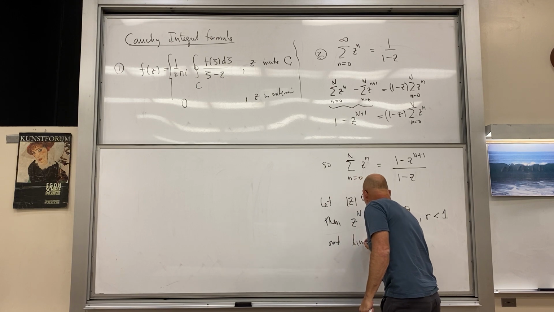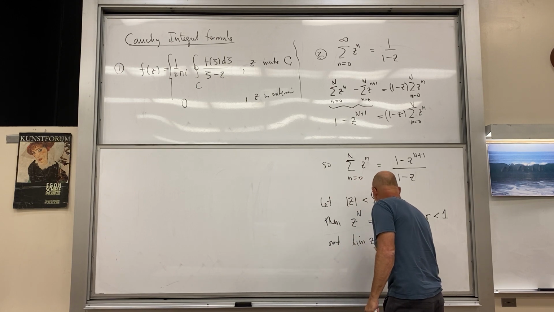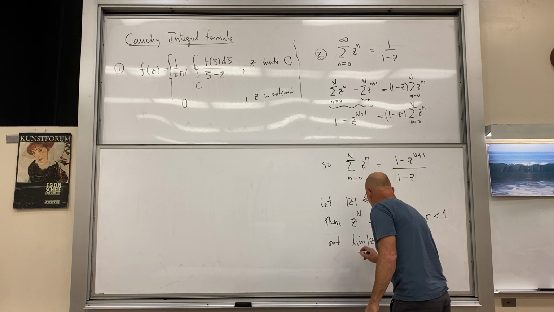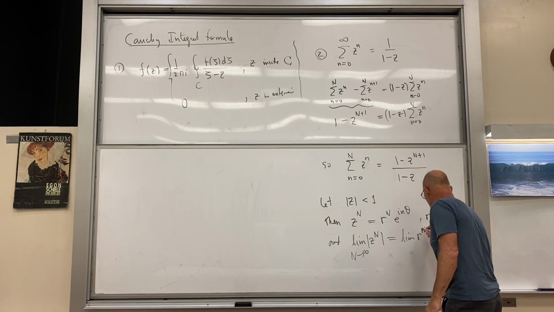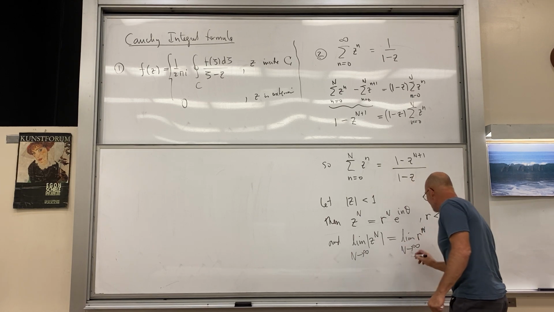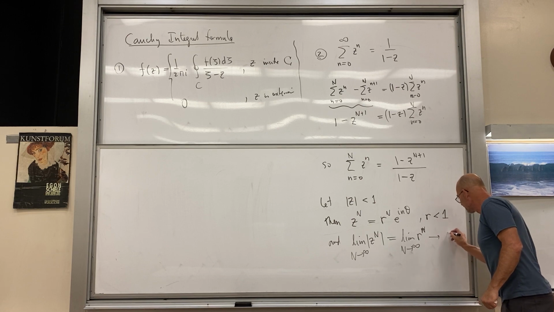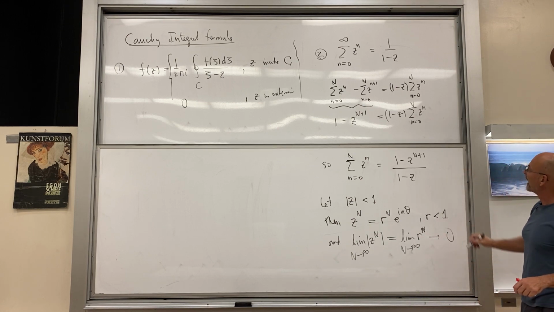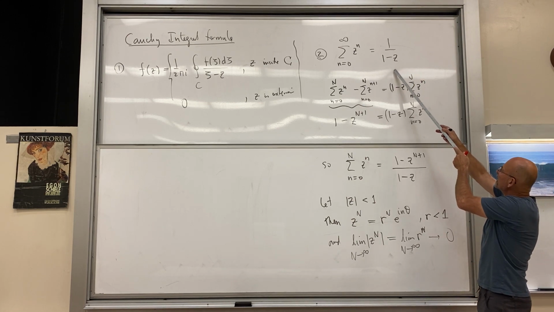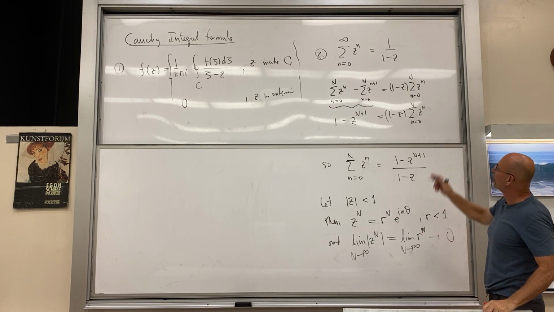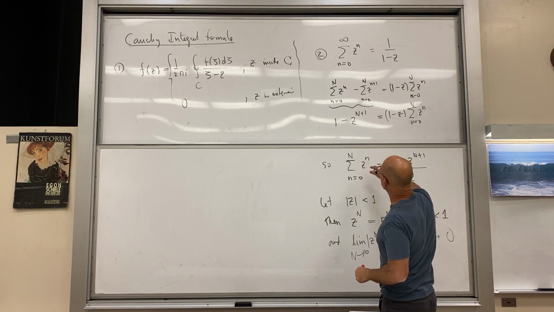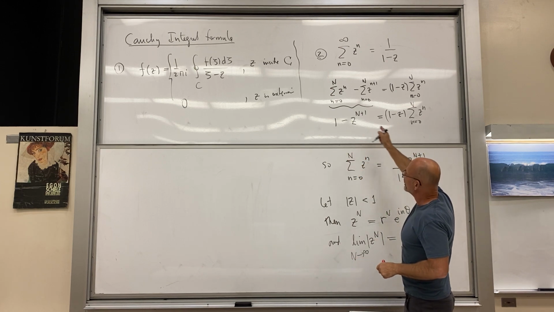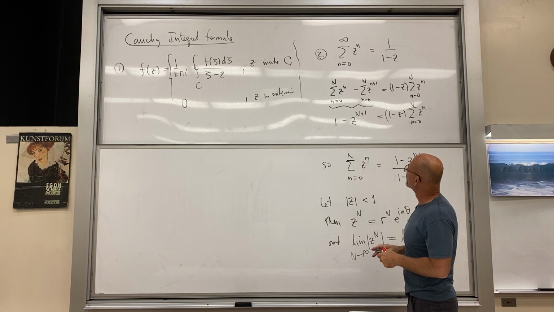The limit of the magnitude of z to the n is equal to the limit of r to the n as n goes to infinity, and that clearly goes to 0. So that leaves us with that series up there that's so important and useful. So this was the proof. That is the one ingredient, and this is what we're going to work with.